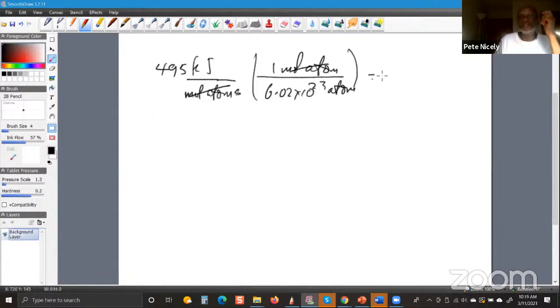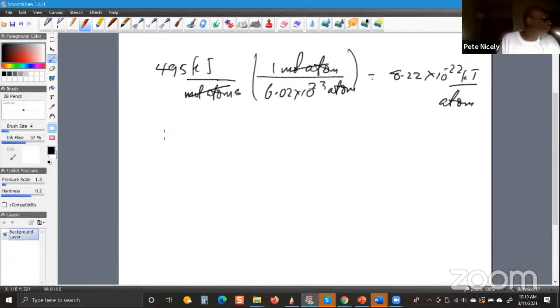So let's work this out. 495 divided by 6.02 times 10 to the 23. And according to my calculations, this works out to be equal to 8.22 times 10 to the minus 22. And this would be kilojoules per atom, all right? So the next step is to find out the wavelength.